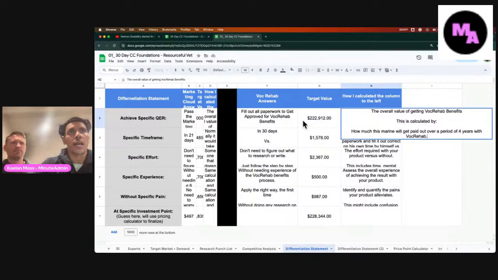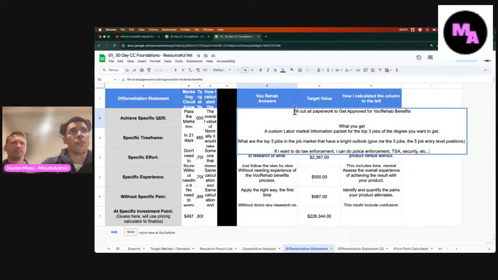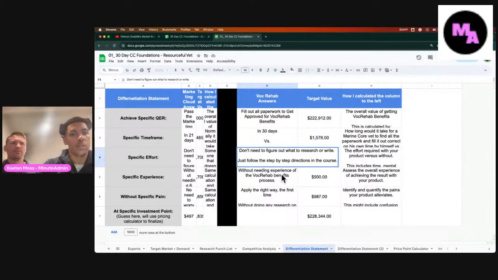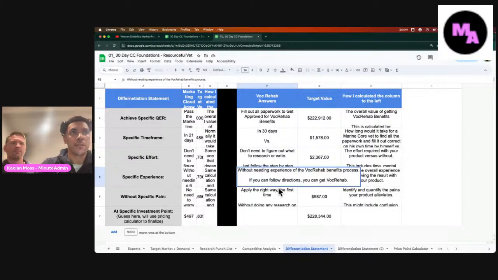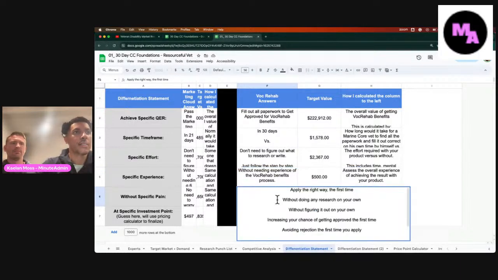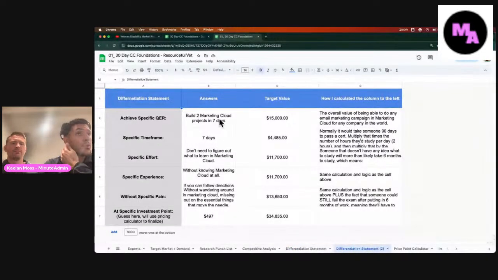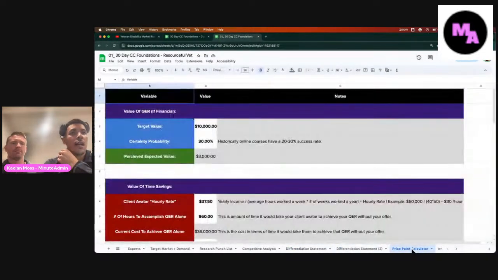So we went through our voc rehab differentiation statement. Yours is: we'll fill out all the paperwork to get approved for voc rehab benefits in 30 days versus 90 days. You don't need to research or figure out what to write, you don't need to have all this experience, and you can do it right the first time. So now we're going to try to determine what the price should be for this course. You ready? Okay. Let's do it.